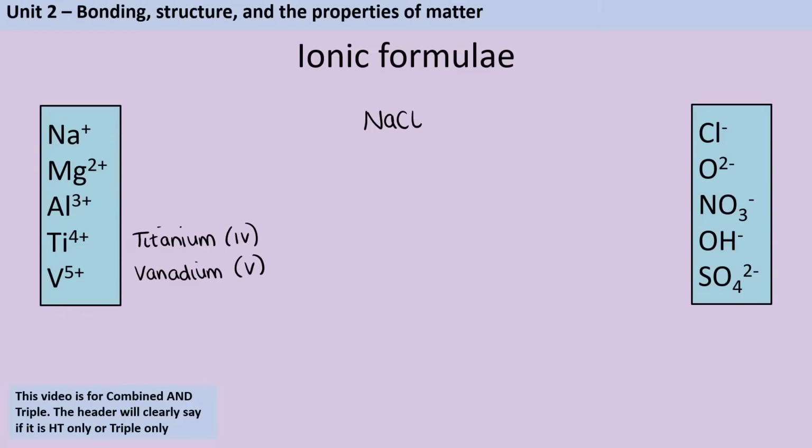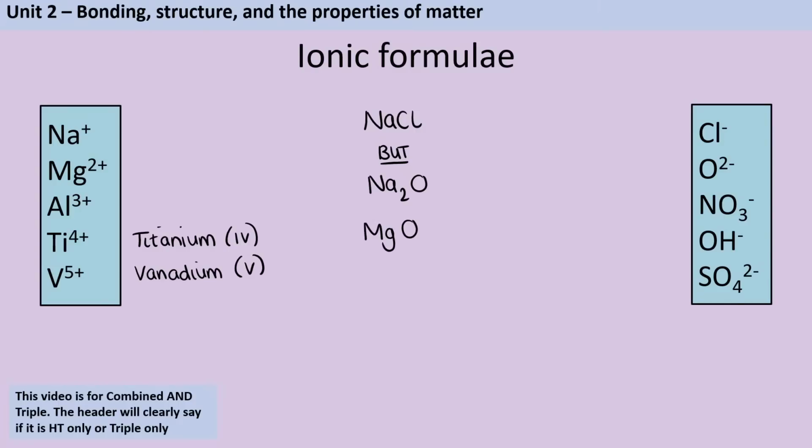So for instance, sodium chloride, right? Sodium has a plus charge, chloride has a minus charge, they balance out. So we just have sodium chloride. But if we took sodium and the oxide ion, then 1 sodium wouldn't balance out that oxide ion. It's not big enough, it doesn't have enough charge. So we would need Na2O, so that my 2 pluses balance out my 2 minuses.